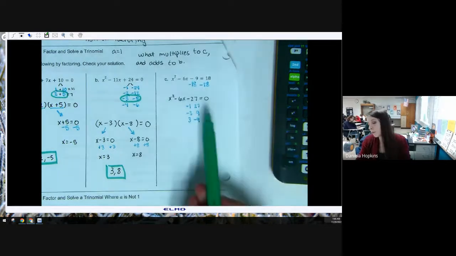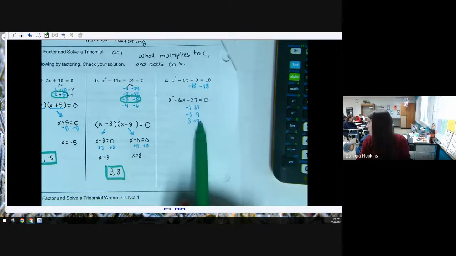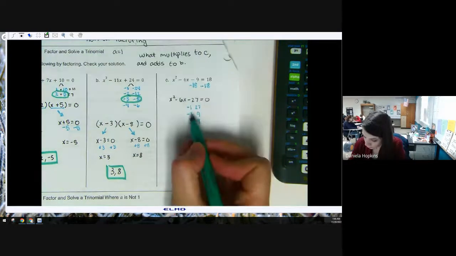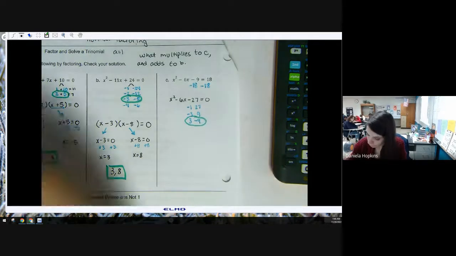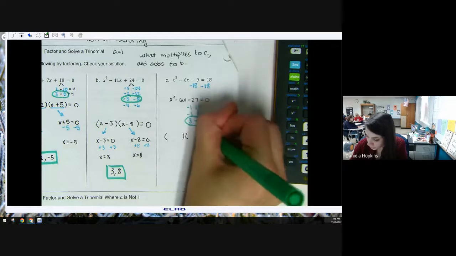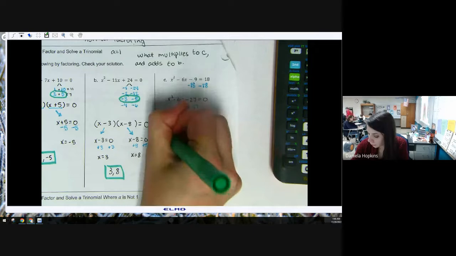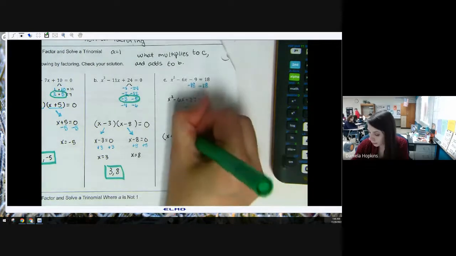You can also see if it multiplies to a negative but adds to a negative, if you're always listing your bigger numbers here, this side should be negative. But I will let you guys find those patterns as you do these. So I will have my 2 sets of parentheses. Since the 3 is positive, it'll be x plus 3. And since the 9 is negative, it'll be x minus 9.